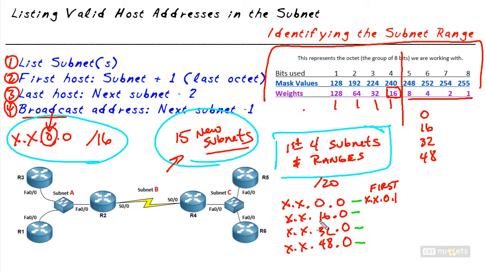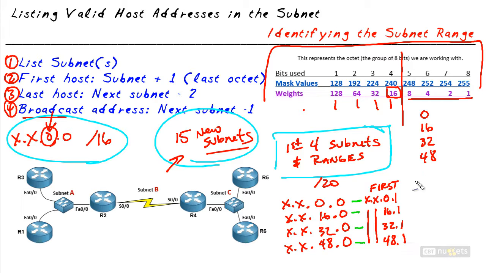The first valid address for the 16 subnet, I'm going to leave off the x's, by the way. I'm just going to leave an arrow down there. The first valid host on the 16 subnet is going to be 16.1. The first valid host on the 32 network is going to be 32.1. And the first valid host on the 48 network is going to be 48.1. We're just simply going to add 1 to the last octet. So piece of cake! We've got the first valid IP address on each of those subnets.